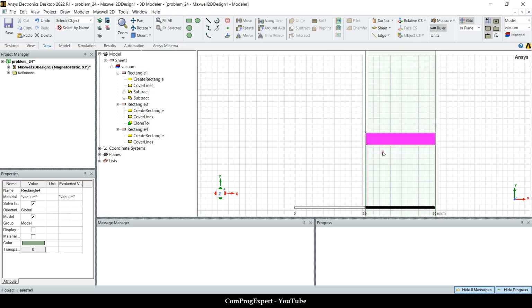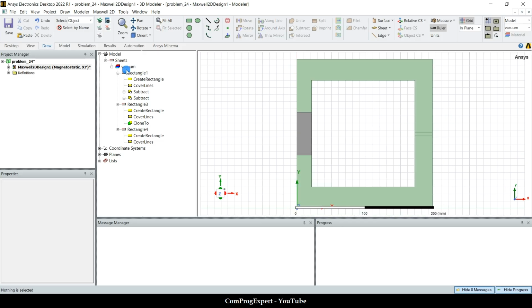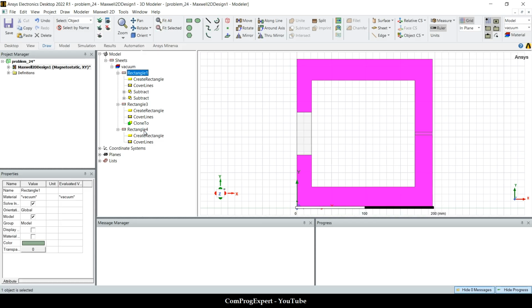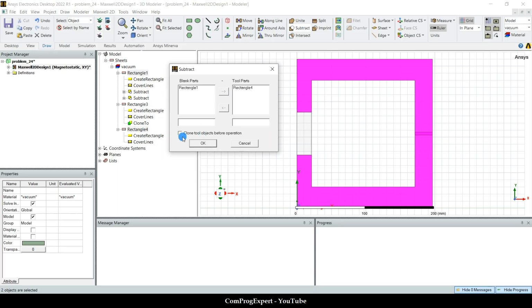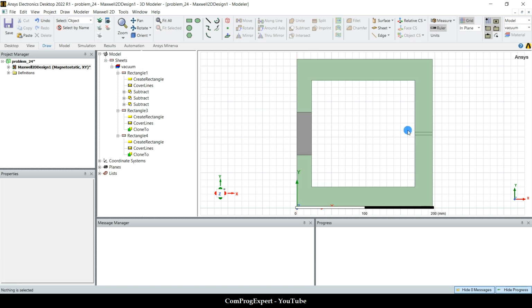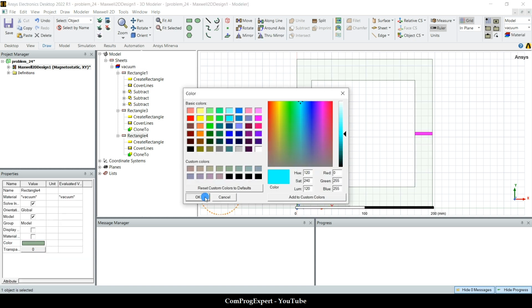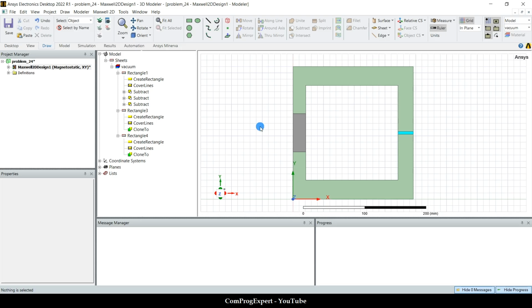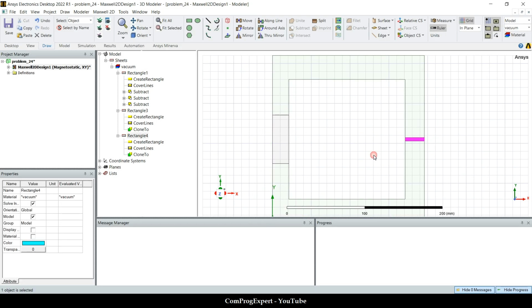And here, let's select this object. Let's select rectangle 1 first, and for subtract, again I check this option, clone tool objects before operation, because I need to keep this rectangle. So this is the air gap. Let's change the color of the air gap to this one. So we have iron, magnet, air gap.